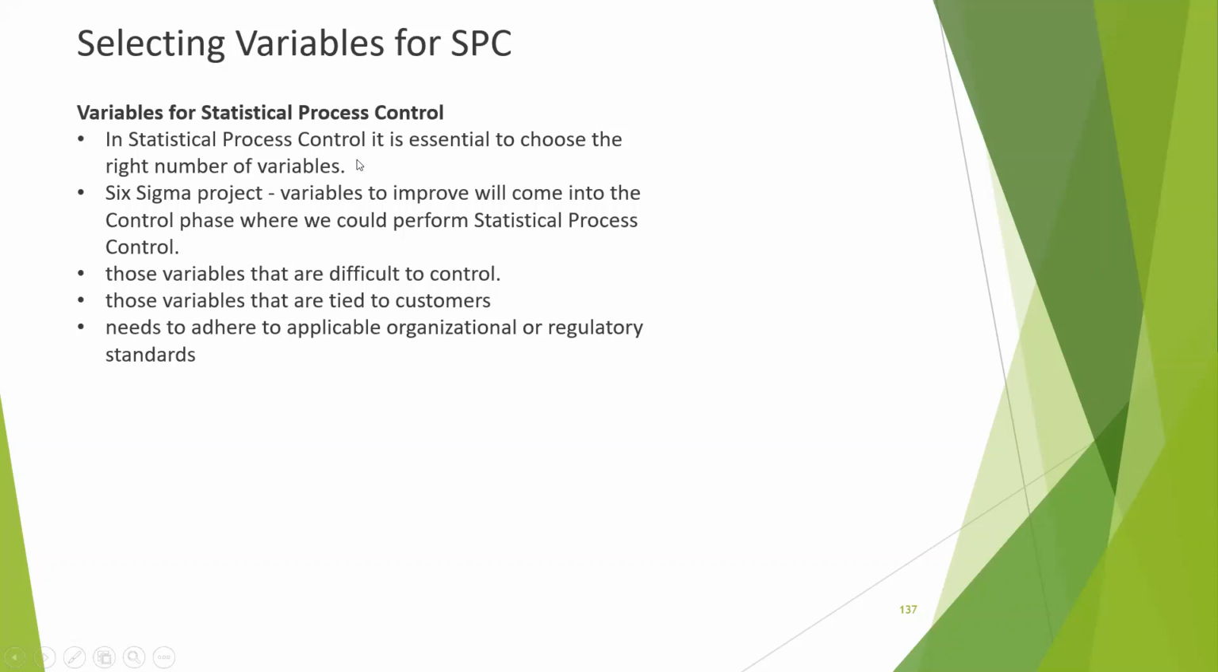If you have 100 variables you want to measure, that will be a problem. You don't have time to identify them. So identify the key variable which is going to affect your revenue, and you have to be more careful about it. Okay, Six Sigma projects: the variable to improve will come into the control phase.